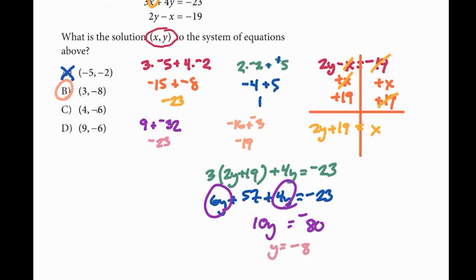But say it was free response. You can use this x equation right here to figure out what x is. So plug negative 8 in there. You're going to get negative 16 plus 19 to get 3. So your final answer from this would be 3 comma negative 8. I had to use substitution for this rather than testing the values. This is finding it algebraically versus finding it numerically with just the numbers.